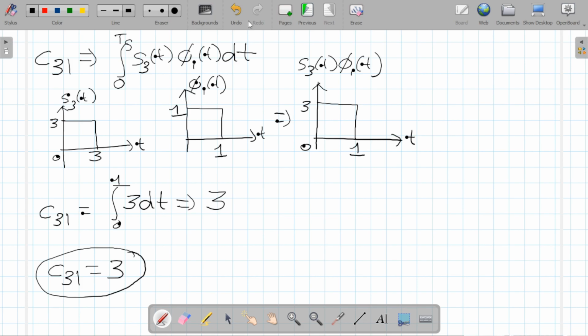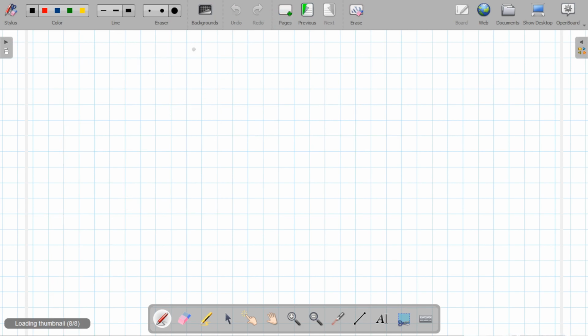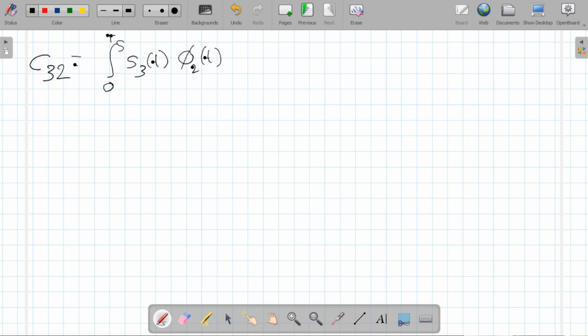Now we are going to calculate C32. What is C32? C32 is the integral from 0 to Ts of S3 of t times phi 2 of t dt. Now we know that S3 of t is a signal ranging from 0 to 3 on the time axis with amplitude 3.